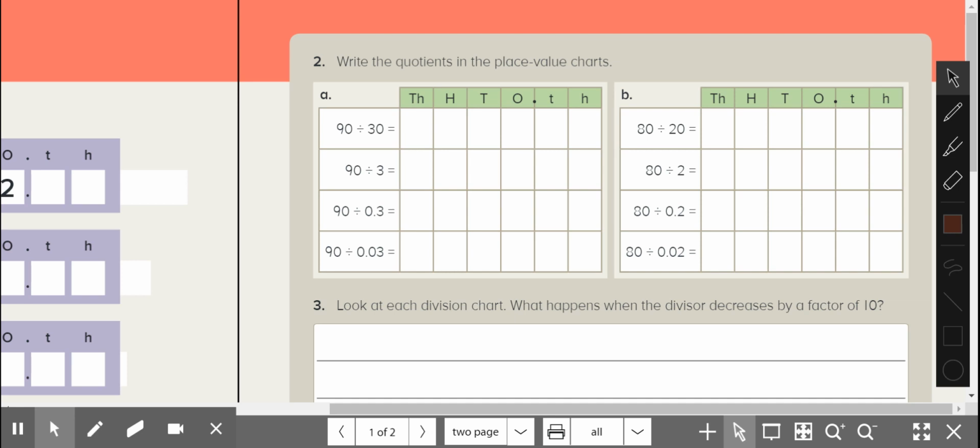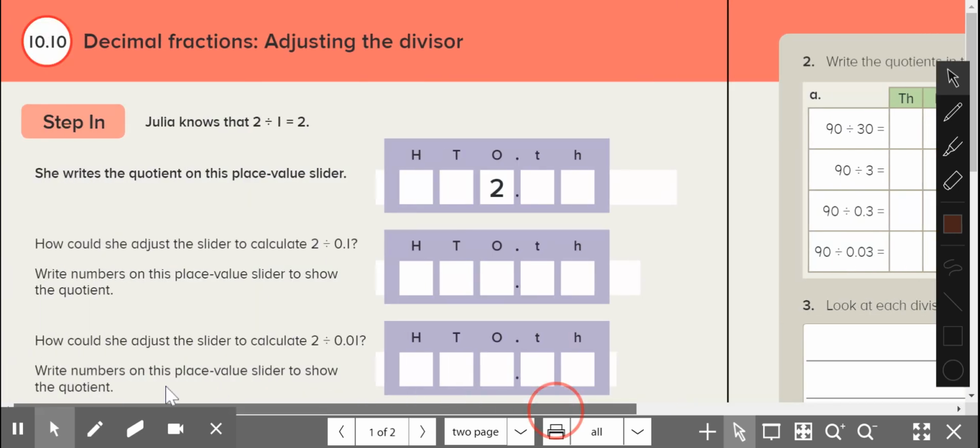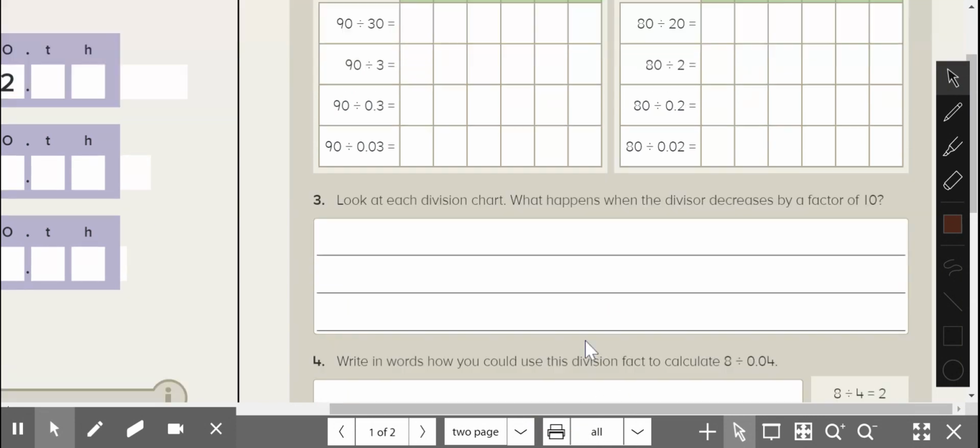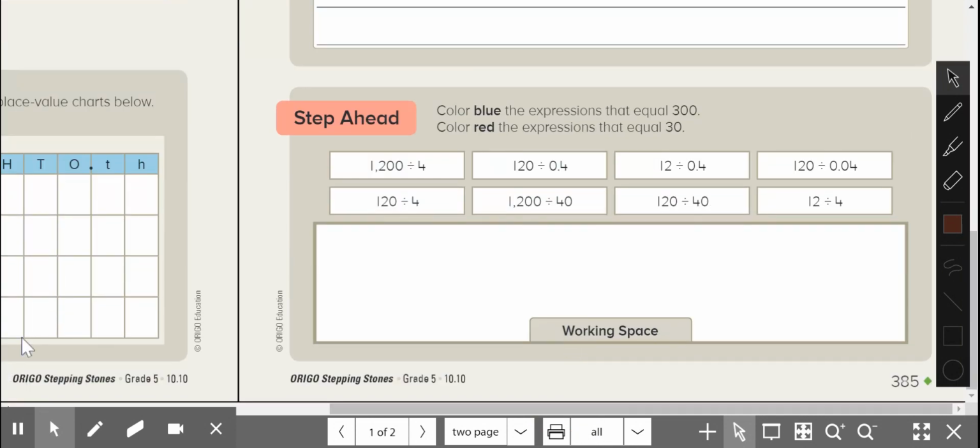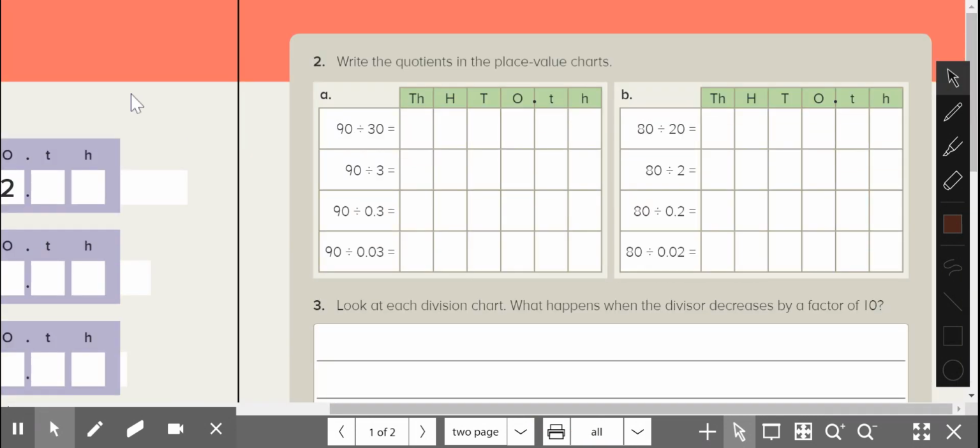For lesson 10.10, I wanted to review a couple of the charts. This is on page number 385 at the very top. I've chosen just to review number 2, both parts here.